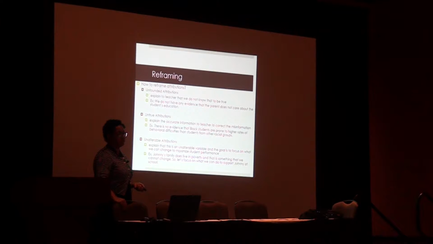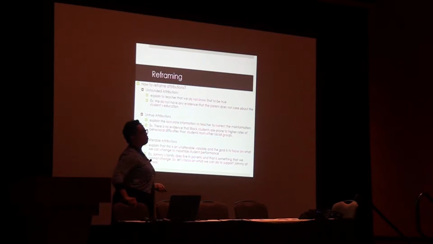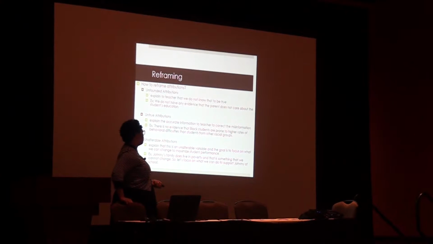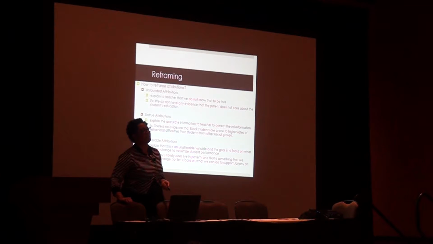Do you understand what I'm saying? We do not have evidence for that. That cannot be a reason as to why this student is having a problem. What about the untrue ones? This is where we have to make sure we have the correct information. So if a person says, oh yeah, this child is having this behavioral difficulty because they live in poverty, there is not one piece of data in the world that says that living in poverty means that you're going to have behavior problems. It is just not true.